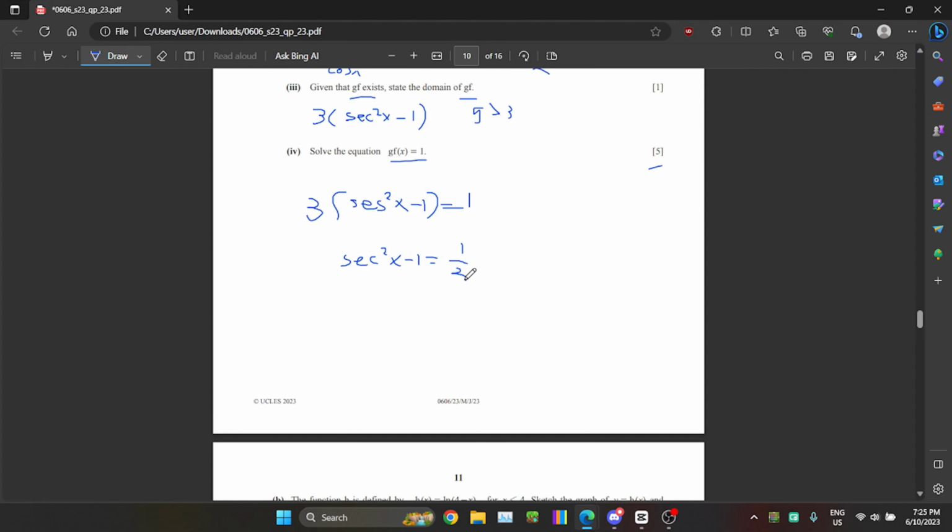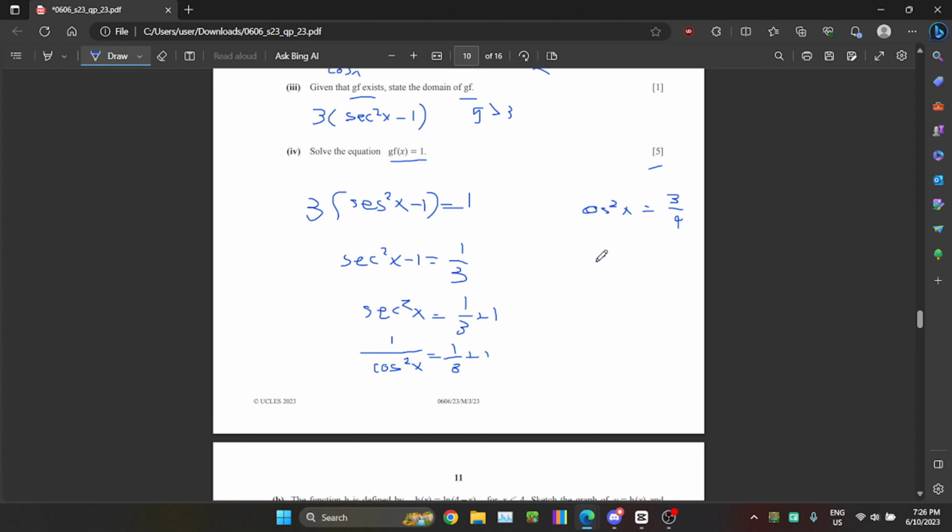This is 1 over 3. We bring it over. So simple. 1 over 3 plus 1. So sec square is actually 1 over cos square x. So that means 1 over this is equal to cos square x. So 1 over 3 plus 1 is 3 over 4. Yeah, so cos square x equals 3 over 4.